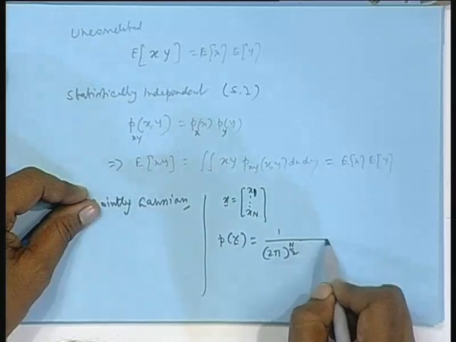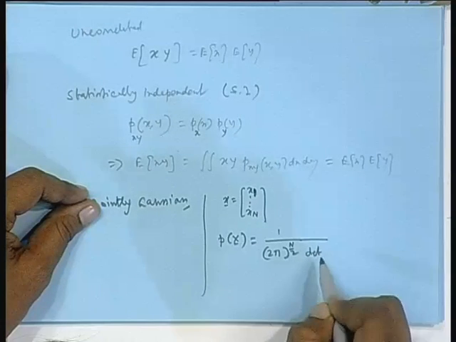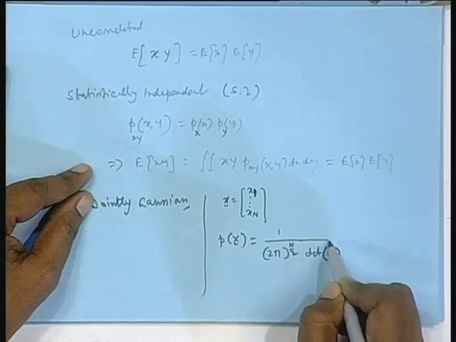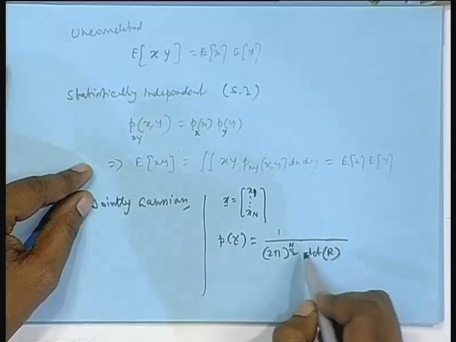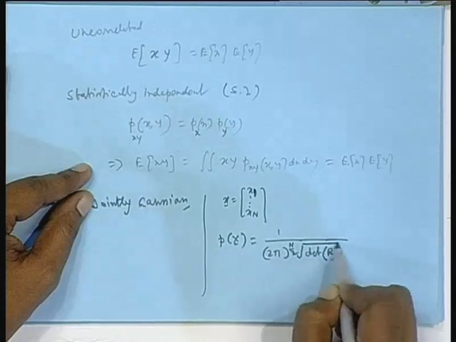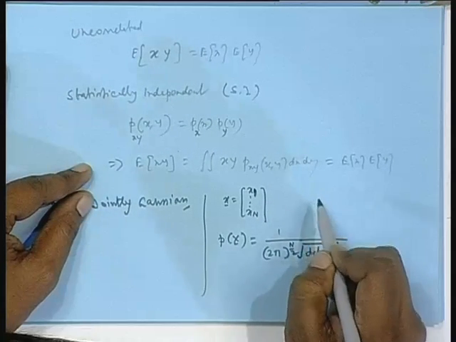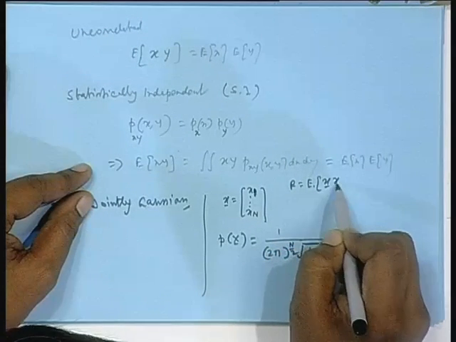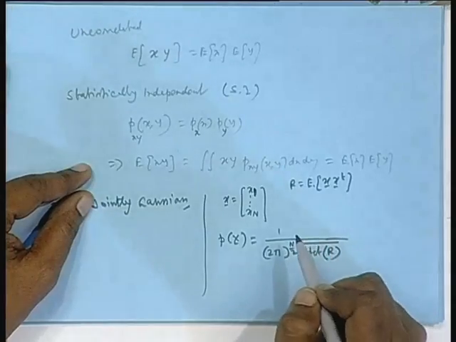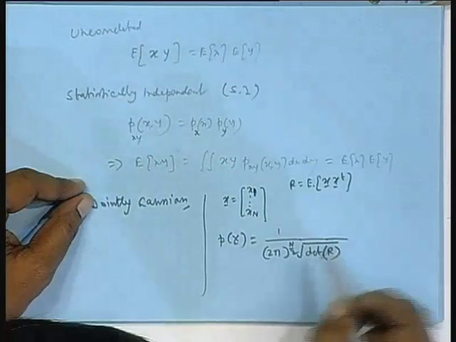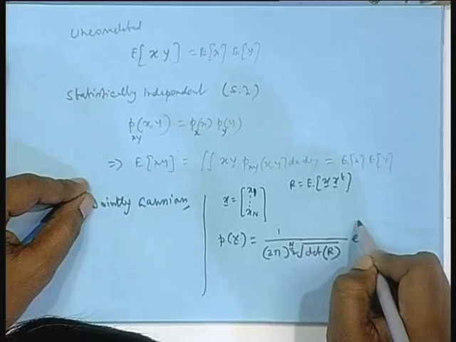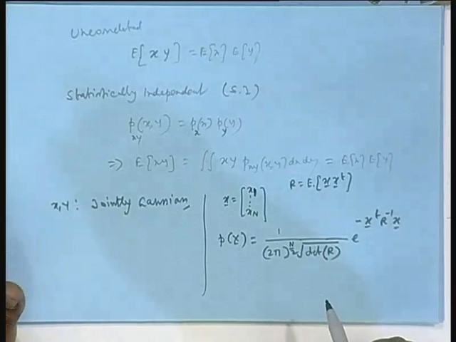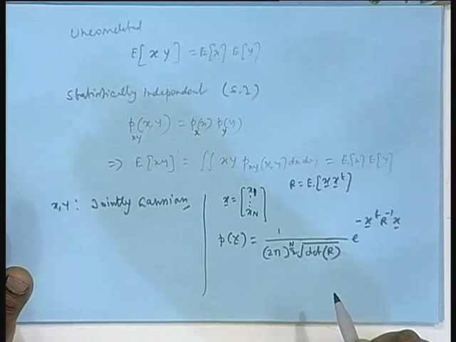then the determinant of R, and the positive square root of that. What is R? I have not completed, some more terms are there. R is E of x x transpose, the correlation. Correlation or covariance, they mean the same here, in the zero mean case. This thing into e to the power minus, this is the thing.